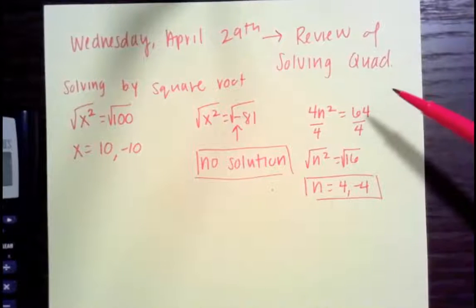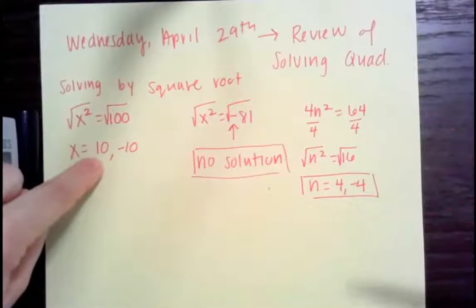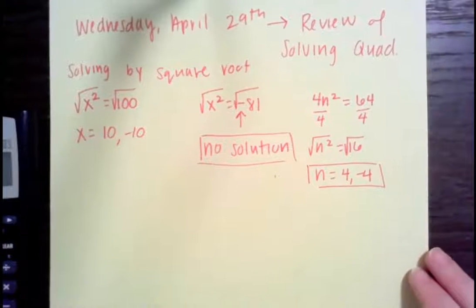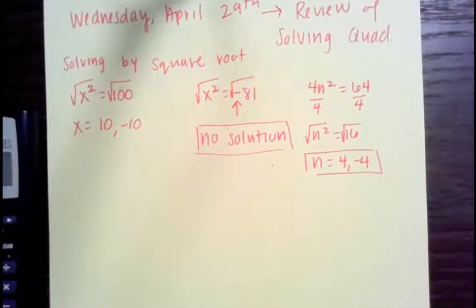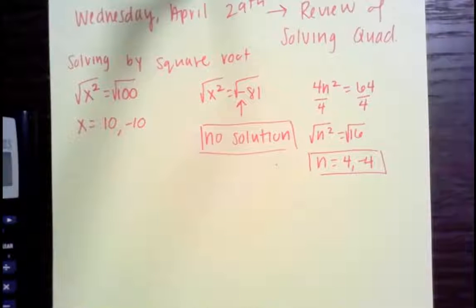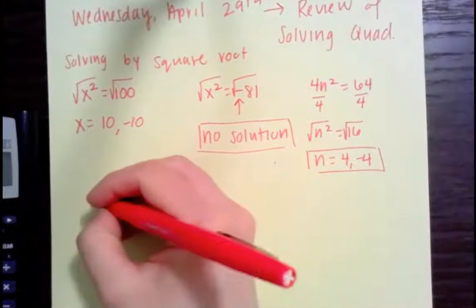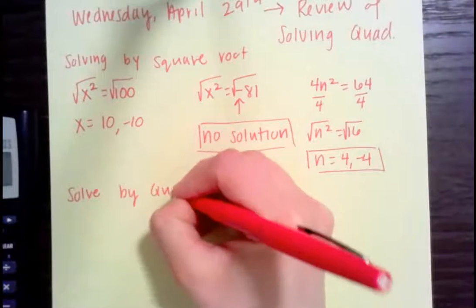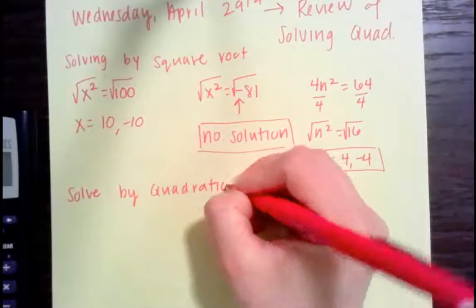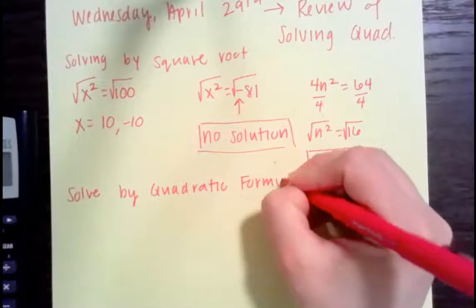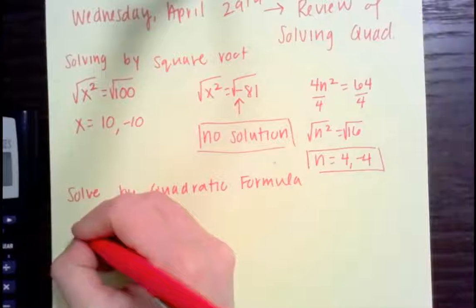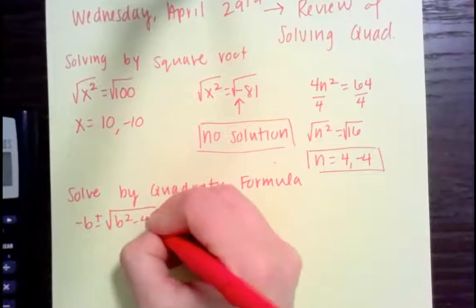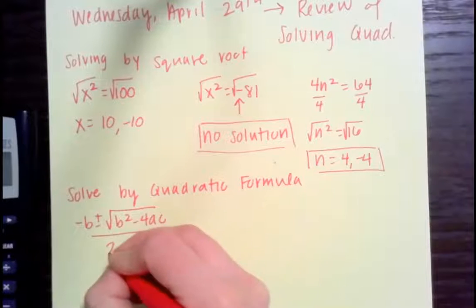So like I said, the first ones will be graphing. The second set of problems will be like this. The third set of problems will be using the quadratic formula. So that's what we just worked on the last 2 class periods. So I'm going to write solve by quadratic formula. So I'm going to write our big formula out here: negative b plus or minus the square root of b squared minus 4ac, all over 2 times a.